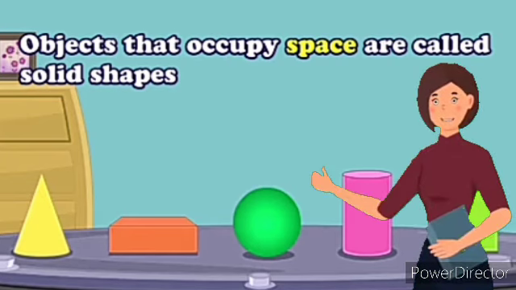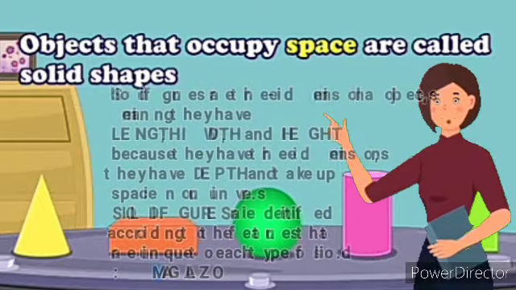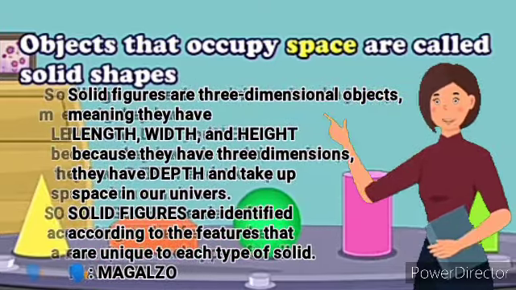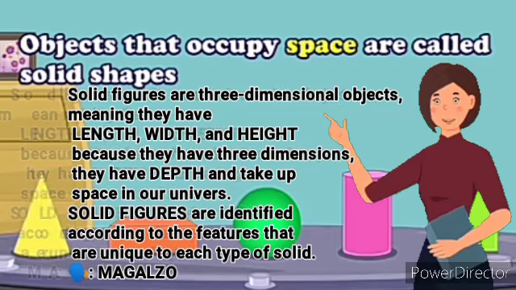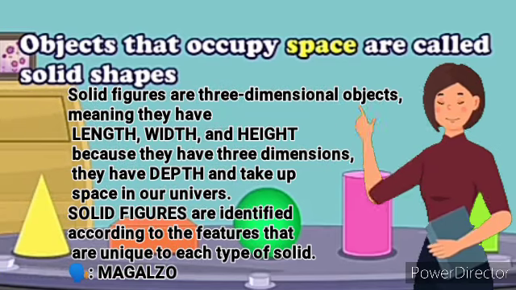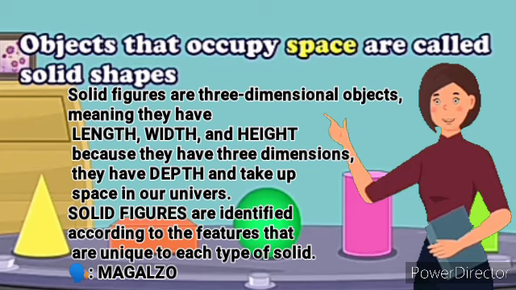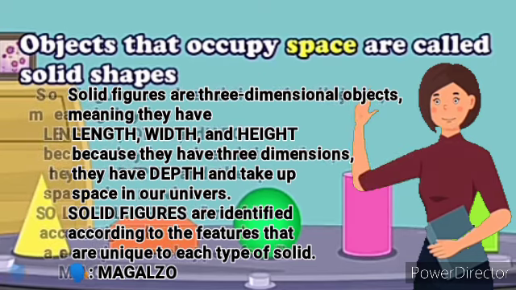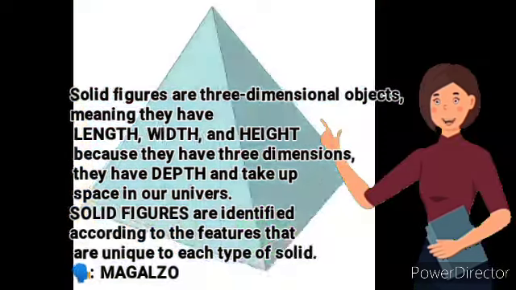So do you know what a solid figure is? Well, solid figures are three-dimensional objects, meaning they have length, width, and height. Because they have three dimensions, they have depth and take up space in our universe. Solid figures are identified according to the features that are unique to each type of solid.